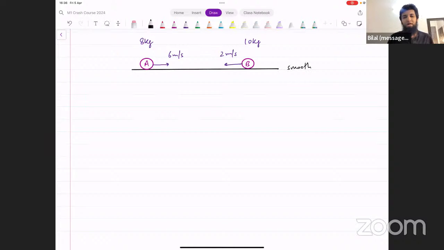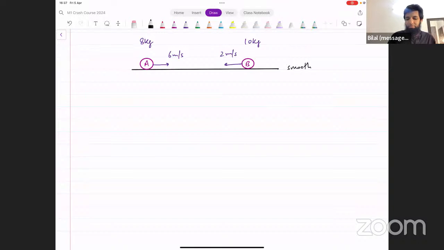The surface is smooth. What that means is there's no friction. If there's no friction, whatever velocity they're moving at remains the same. That does not change, right? So the velocity of the two objects remains the same. There's no deceleration. All right. They're moving like this. A is moving to the right, B is moving to the left.